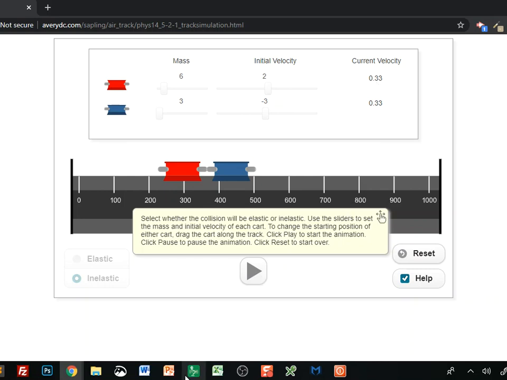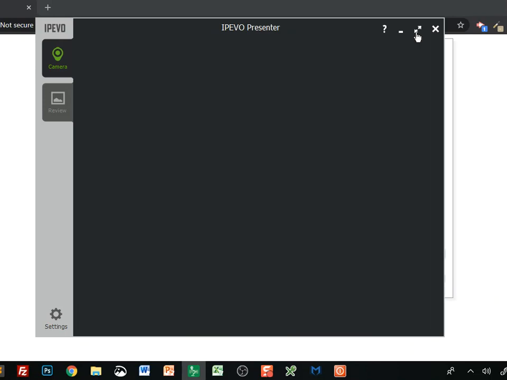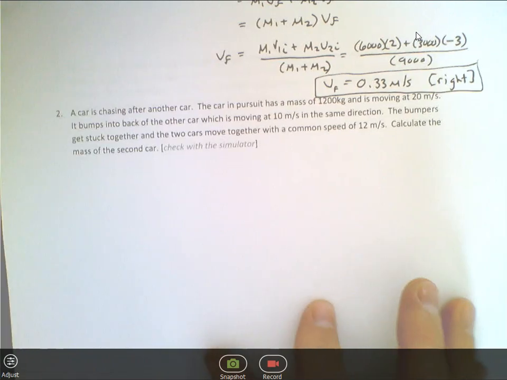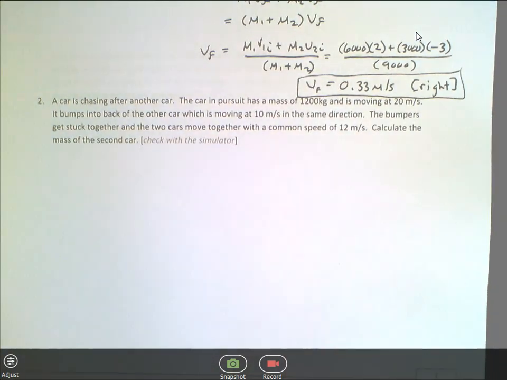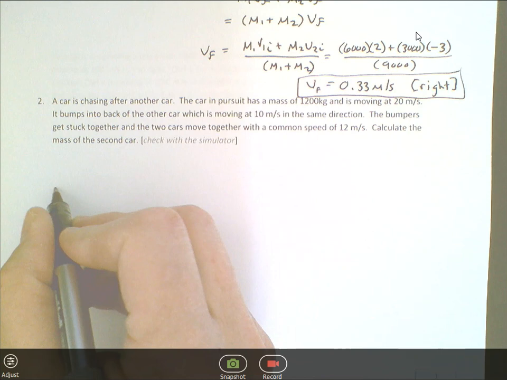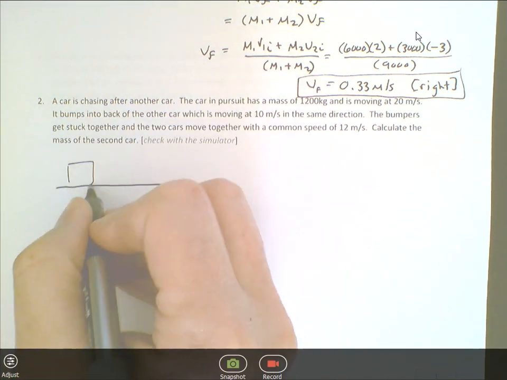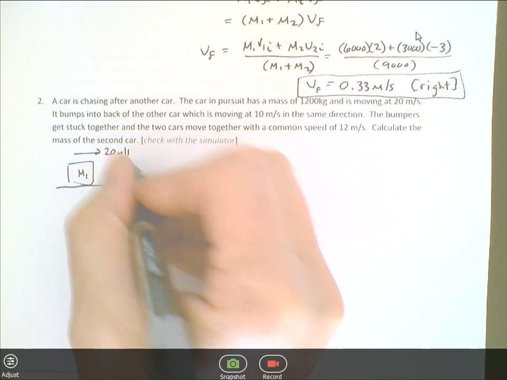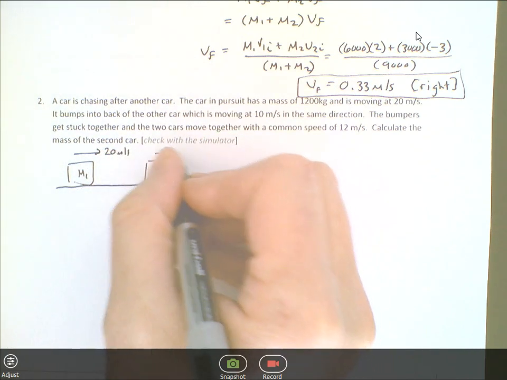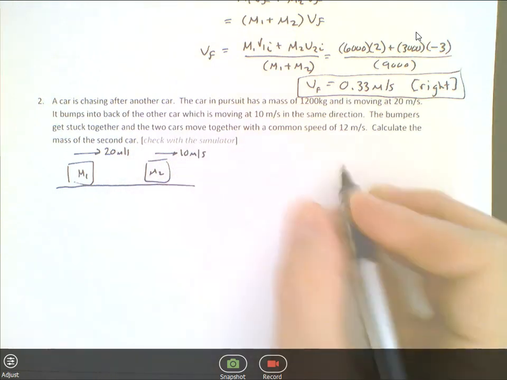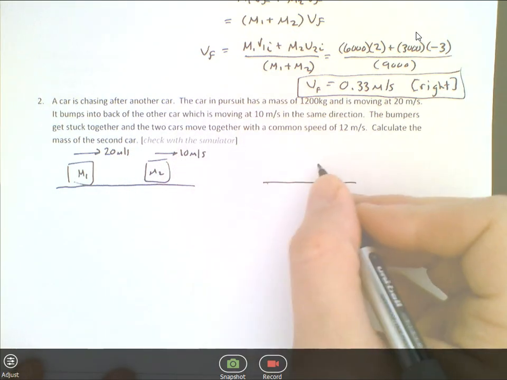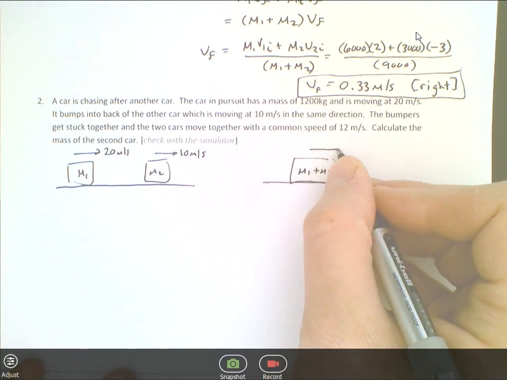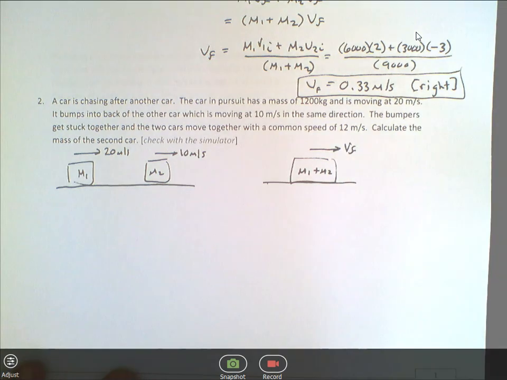Okay, now let's take a look at the second problem. In the second problem, we now have a car chasing another car, and the one car rear ends the other car while they're moving. And so the situation looks like this. We've got an M1 moving at 20 meters per second, and an M2 moving at 10 meters per second. They hit. They stick together. They have a common speed. Obviously, they're going to be going this way. I think anyone can tell that.